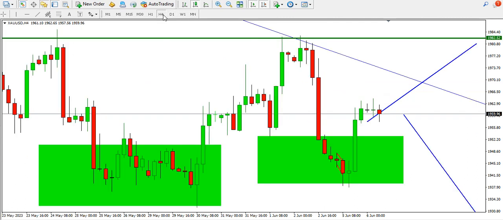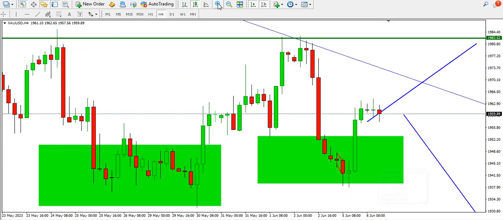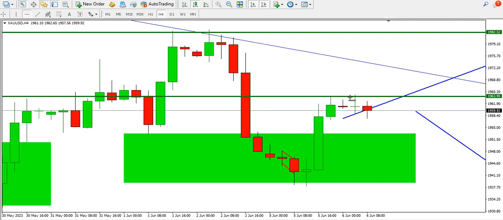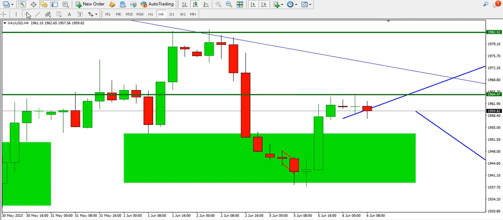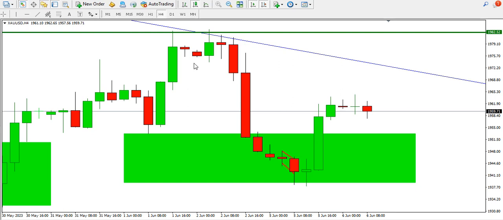On the 4-hour time frame, we can see the triple bottom more clearly, and there seems to be a range currently on the 4-hour time frame. At this particular point, we might possibly want to wait for the range breakout. The top of the range for now is 1964.5, while the bottom of the range is 1957.5. So we might want to wait for whichever direction price goes as regards the 4-hour time frame.